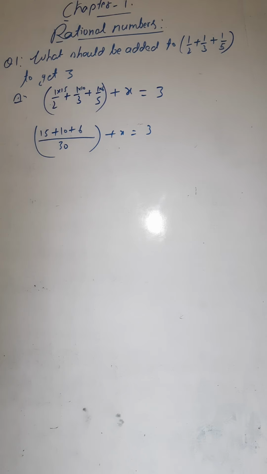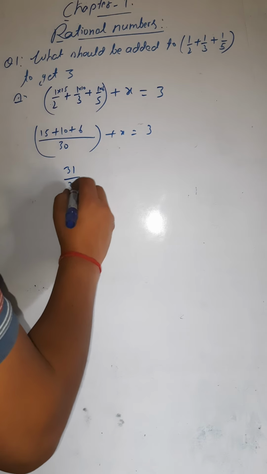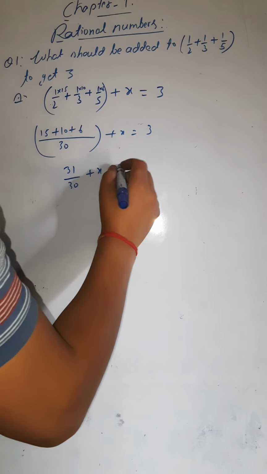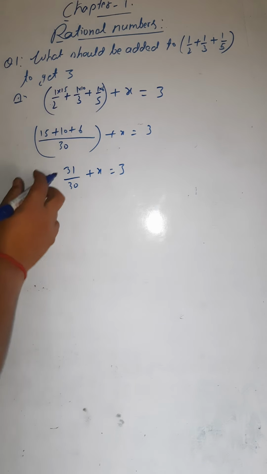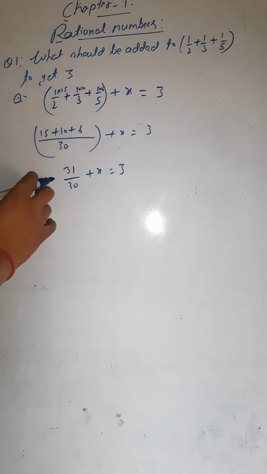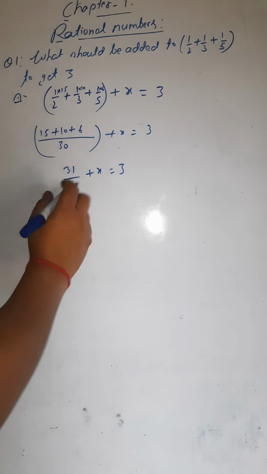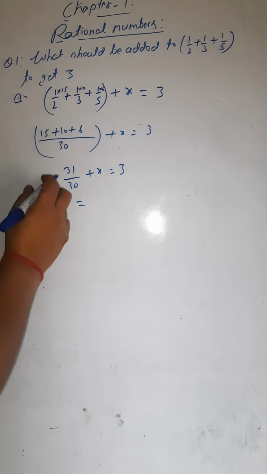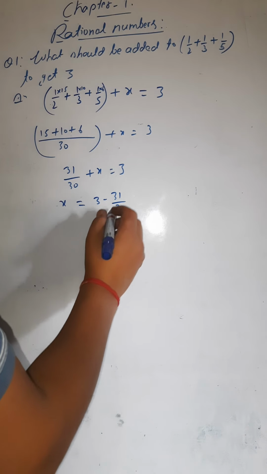So 15 plus 10 would be equal to 25. 25 plus 6 is 31. So 31/30 plus x is equal to 3. Now from here, what would be the value of x? The 31/30 has a plus sign here, so it will go to the other side and become negative. Plus x will remain here, x will be equal to 3 minus 31/30.